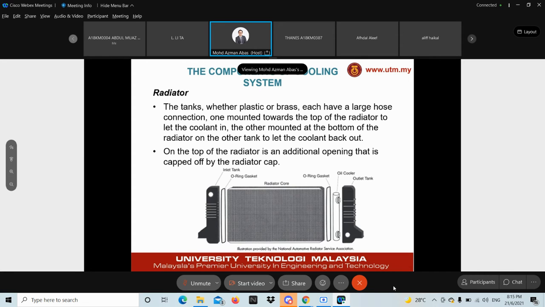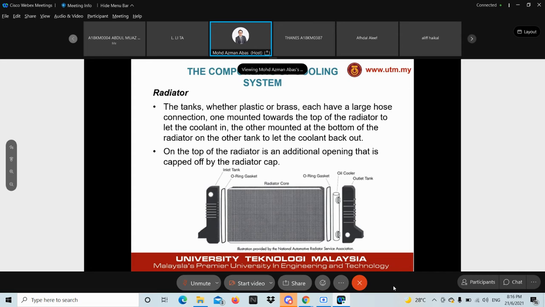The picture over here is the horizontal type, because you have the plastic covers on the left and right side of the radiator core. The tanks, whether plastic or brass, each have a large hose connection, one mounted towards the top of the radiator to let the coolant in, the other mounted at the bottom of the radiator on the other tank to let the coolant back out. So the entry would definitely be from the top. And of course, on the top of the radiator is an additional opening that is capped off by the radiator cap.